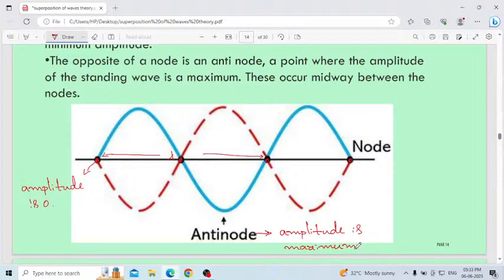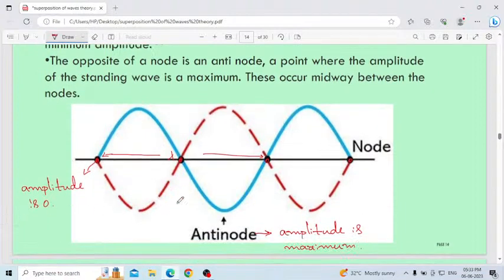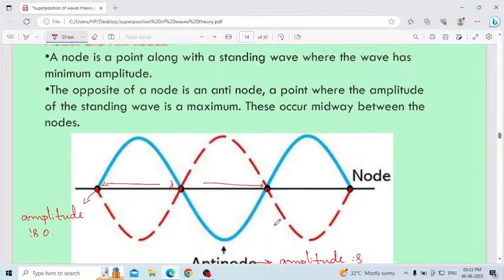That is the meaning of node and also antinode. Always remember, in the case of a node, amplitude is 0. In the case of an antinode, amplitude is maximum.